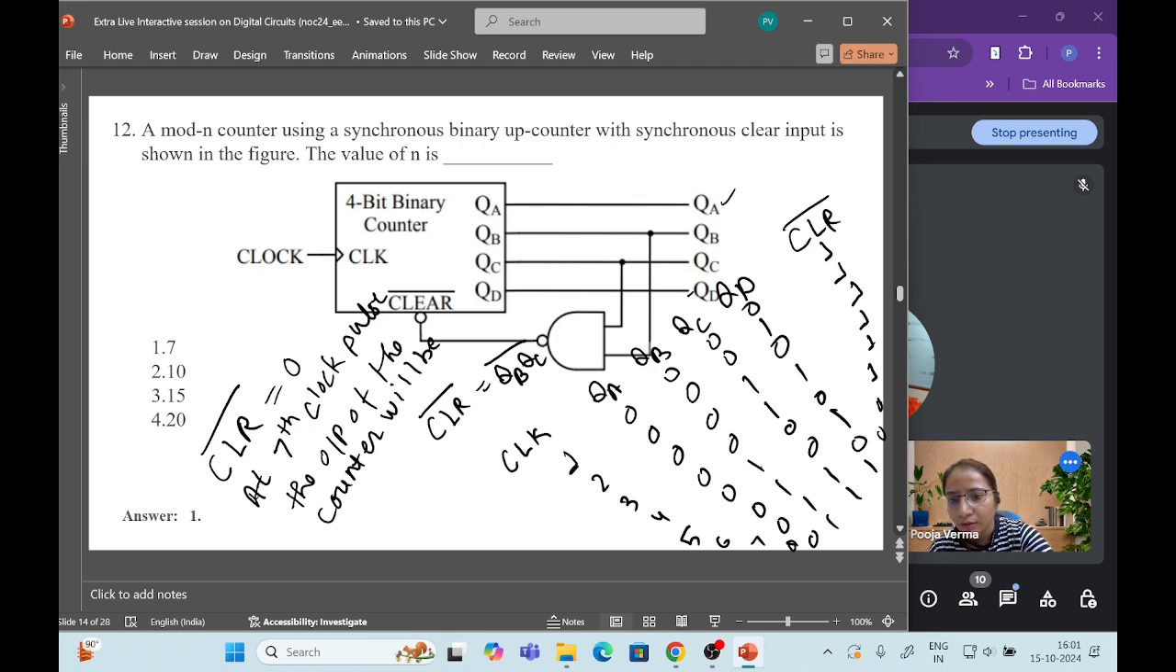Okay, so mod of the counter is 7. So n is equal to 7, because after 6 clock pulse it will again start counting 0 to 6. So total number of states will be 7, 0 to 6. Okay, so option 1 is the correct answer for this question. I hope you understand this question. So moving to the next question.